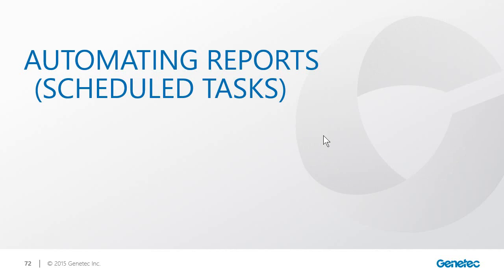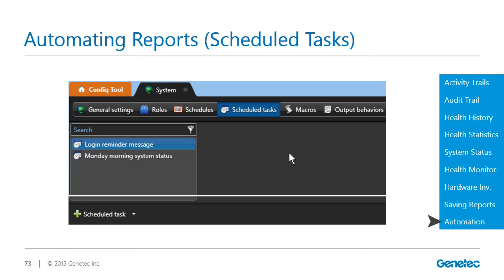So if you're getting tired of running the same report over and over again, there are two ways of automating these reports using scheduled tasks and actions. Let's take a look at the scheduled tasks first. Actions are great for reacting to an event, but the scheduled task may be more useful when it comes to automating reports. To set up a scheduled task, we need to be in the Config Tool application.